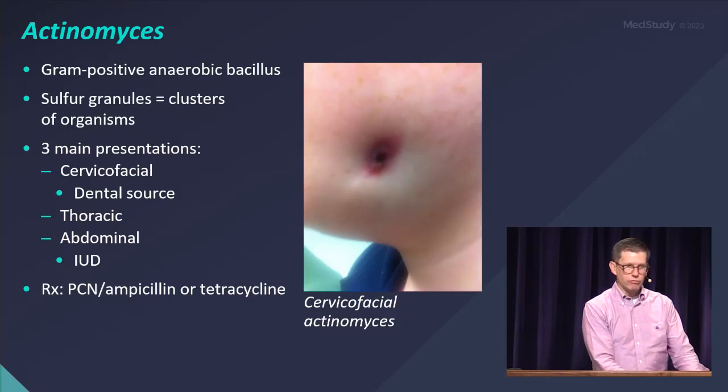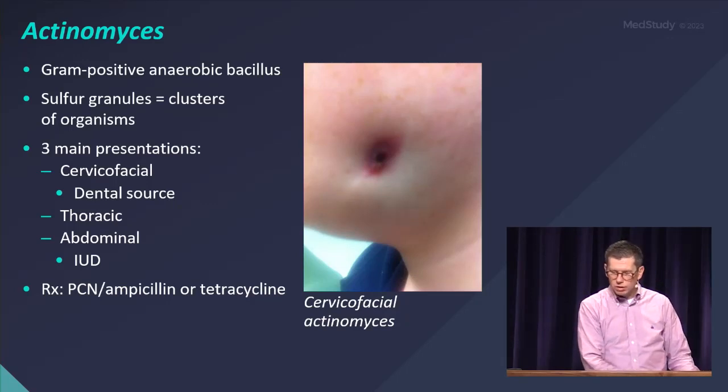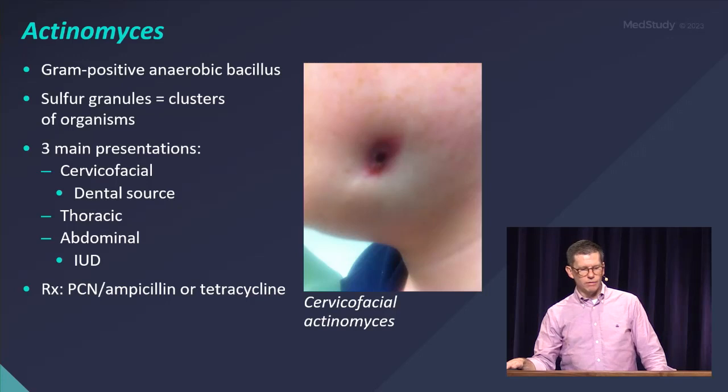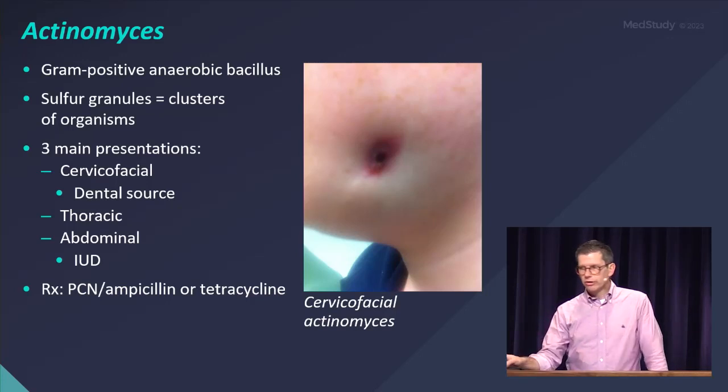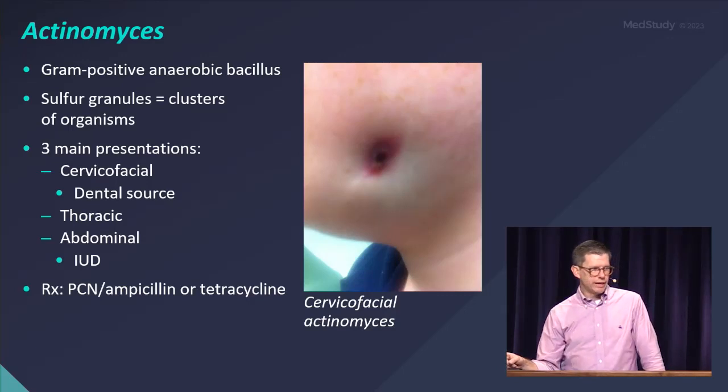Actinomyces, for those who have read the Red Book, this is the first bacteria in the Red Book listed, so this is exciting. It's usually clusters of organisms seen under the microscope. There are three main manifestations: cervicofacial, which you see in the picture here, of a kid who had some dental work done 1 to 2 weeks prior to presentation. And you can have thoracic and abdominal, in particular in females who have intrauterine devices. The treatment for actinomyces is usually going to be IV penicillin for the first 3 to 4 weeks, followed by 6 to 12 months of oral therapy also.